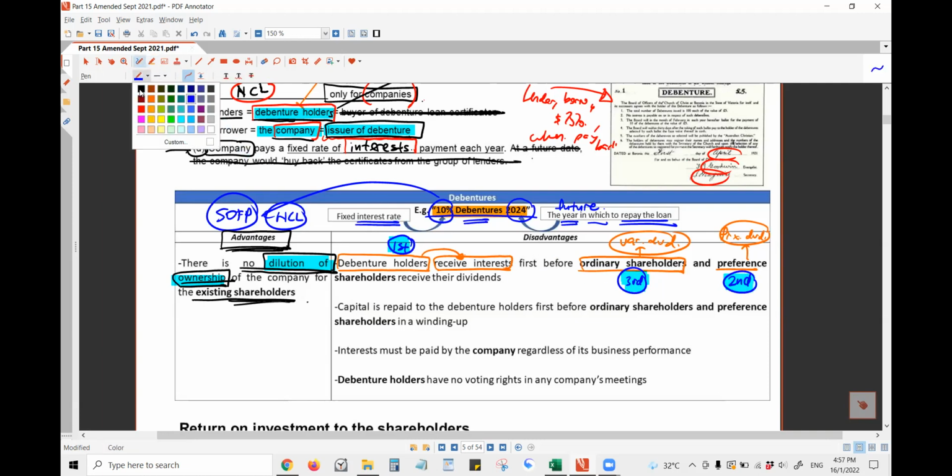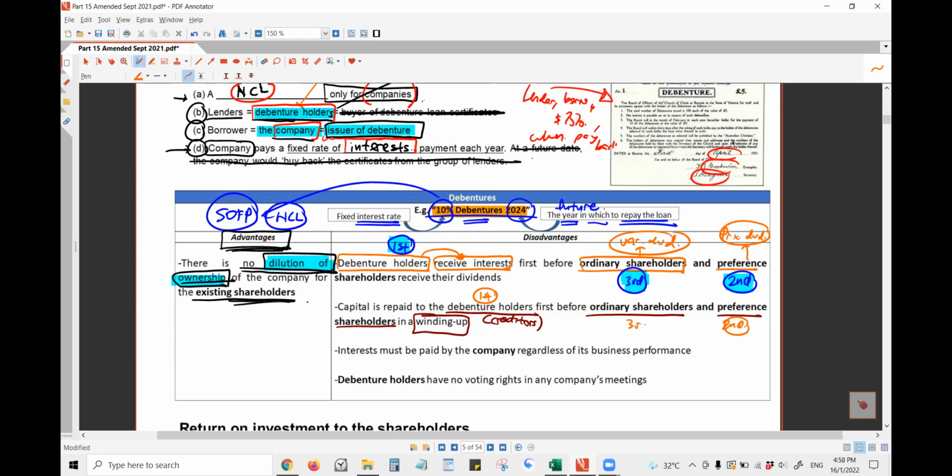Now let's talk about the next point. Company's closure. When the company closes down, what would happen? It's the same thing. Debenture holders would get back their money first because they are the creditors. They are the non-current liabilities. Before ordinary shareholders and preference shareholders receive back their invested money. So it's the same thing. You write: debenture holders would get back their money first, then followed by preference shareholders, then followed by ordinary shareholders.